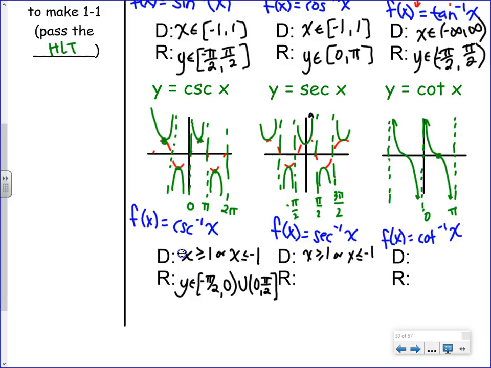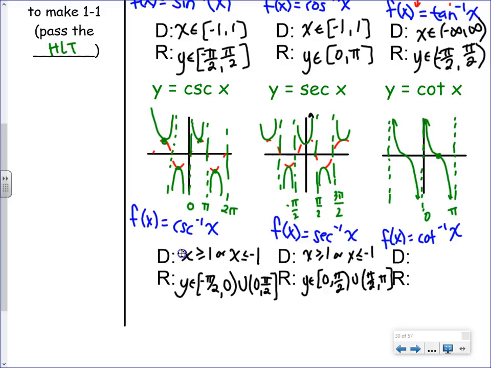And for secant inverse, it follows cosine inverse, the 0 to pi, but there's a vertical asymptote halfway in between at pi over 2. Have to cut it up.